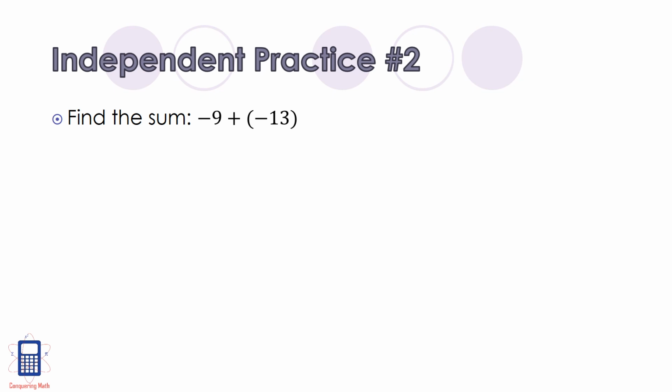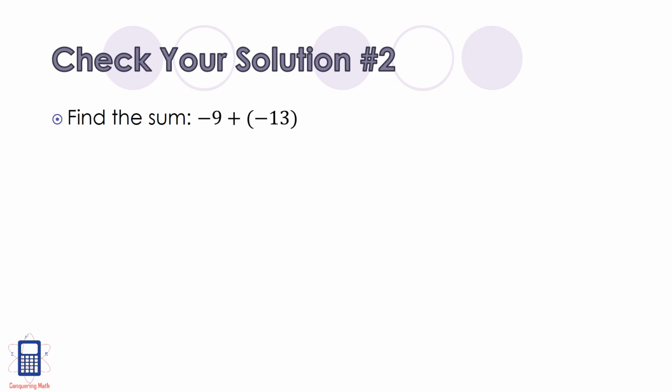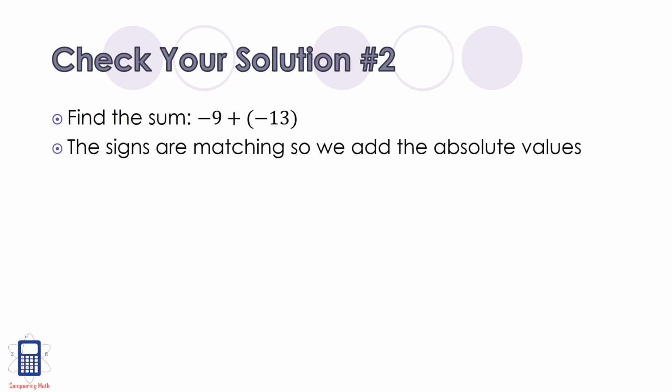Now let's take a look at our next problem. Now you need to find the sum of negative 9 plus negative 13. Okay, so if we stop and take a look at these two numbers for a second, you might notice that both of them have a negative sign in front of them. So what that means is, since the signs are matching, we're going to find the absolute values and then add those together. So the absolute value of negative 9 is 9, and the absolute value of negative 13 is 13.